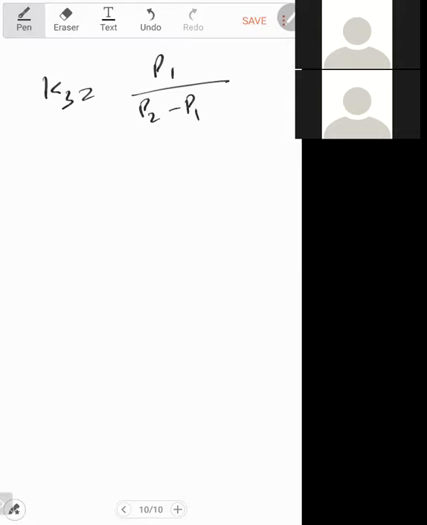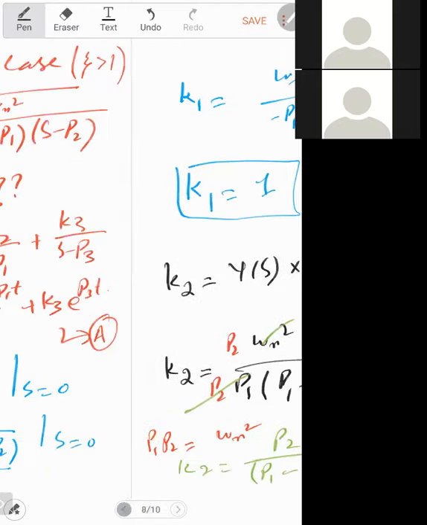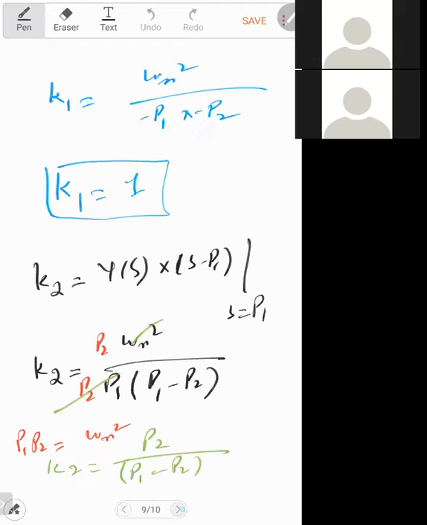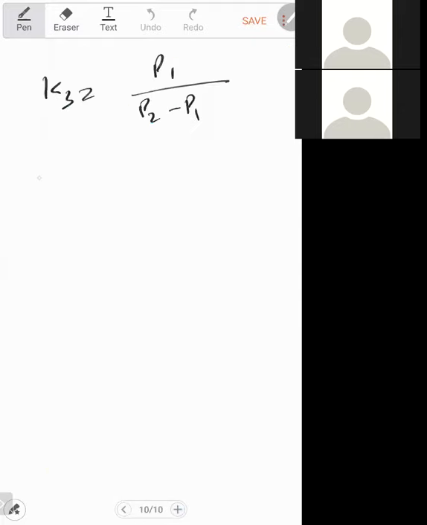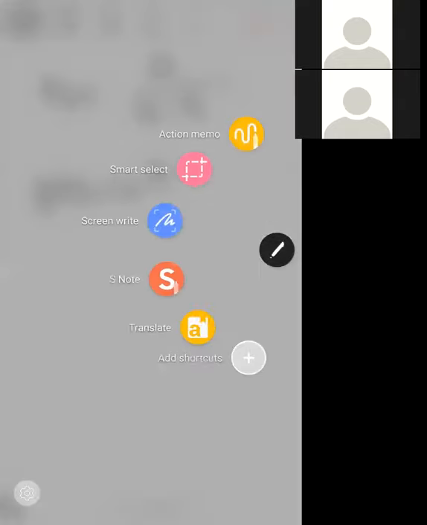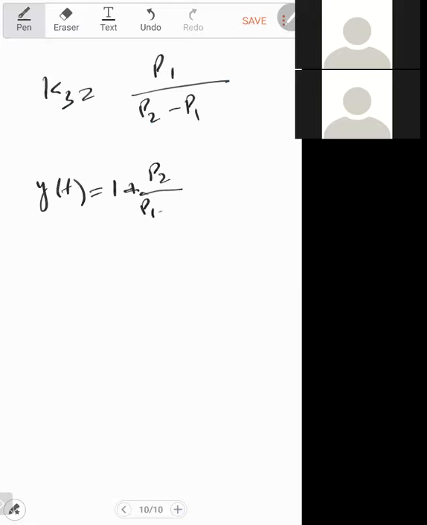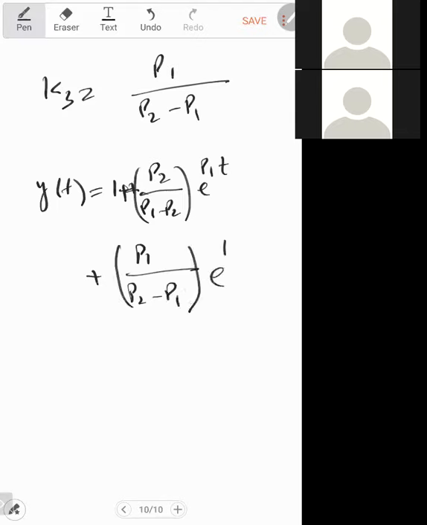So we can use the values of K1, K2, and K3 in equation A, and then we can rewrite this equation, and we will get our solution. So y of t will become equal to 1 plus K2, which is P2 divided by P1 minus P2, e raised to power P1 t, plus K3, which is P1 divided by P2 minus P1, e raised to power P2 t.